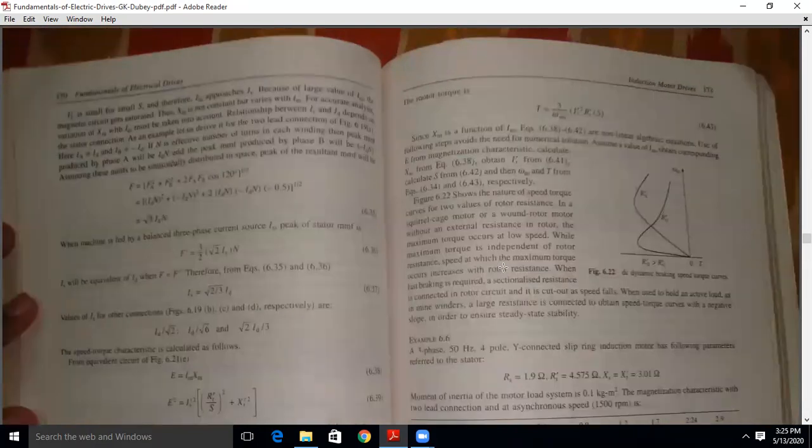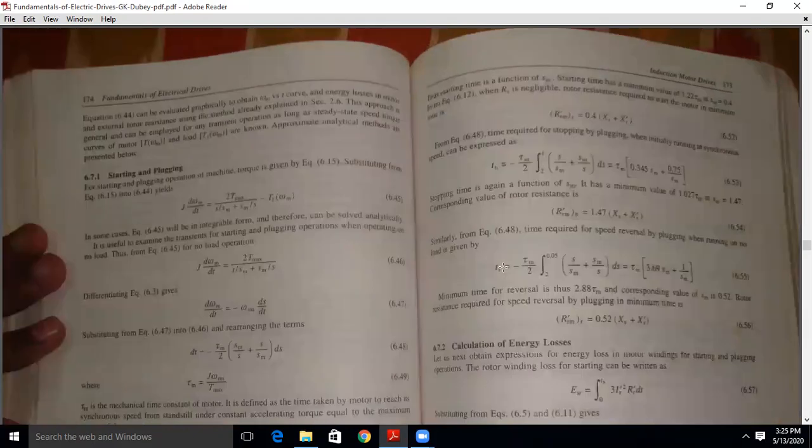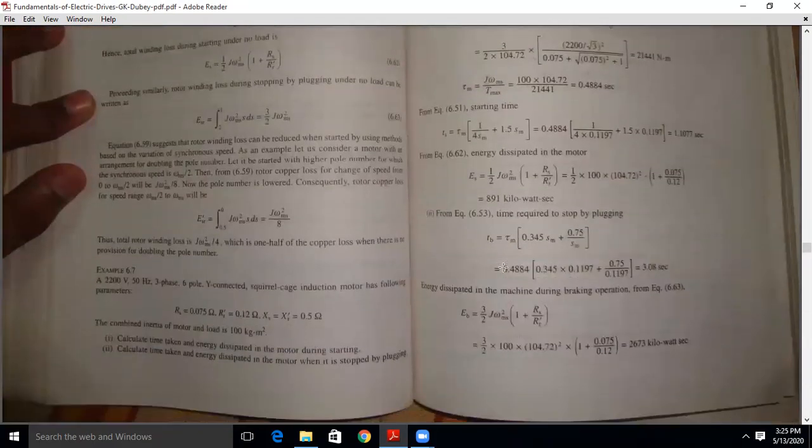So these are the two parameters that were asked. Now we will move towards one more example, 6.7 you can say. This particular example is purely based on the transient analysis, so you need to understand the transient analysis. Let us see this example: it is a 2200 volt, 50 hertz, 3-phase, 6-pole, Y connected squirrel cage induction motor. It has the following parameters.